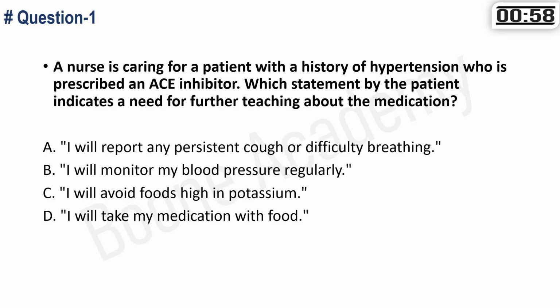Question 1. A nurse is caring for a patient with a history of hypertension who is prescribed an ACE inhibitor. Which statement by the patient indicates a need for further teaching about the medication? A. I will report any persistent cough or difficulty breathing. B. I will monitor my blood pressure regularly.